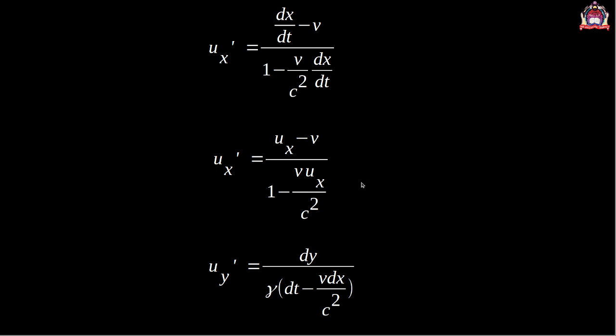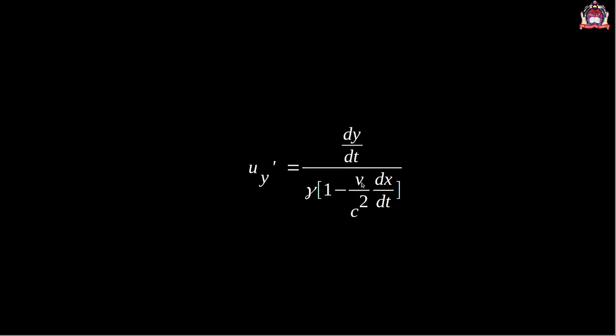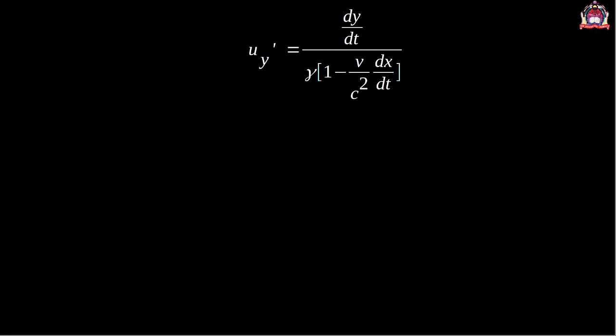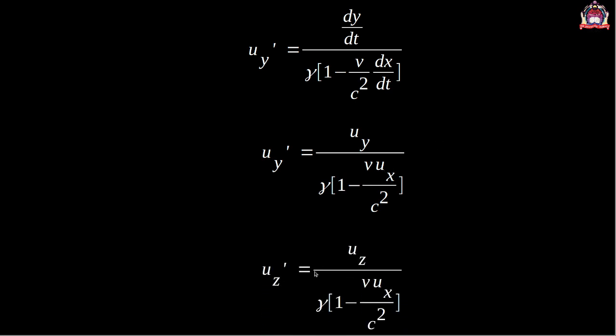Similarly, for the y component, uy dash is equal to dy whole divided by gamma into (dt minus v dx by c square). Simplifying by dividing by dt, we get dy by dt whole divided by gamma into (1 minus v by c square dx by dt). So uy dash is equal to uy whole divided by gamma into (1 minus v ux by c square), since dx by dt is ux. Similarly, uz dash is equal to uz whole divided by gamma into (1 minus v ux by c square).